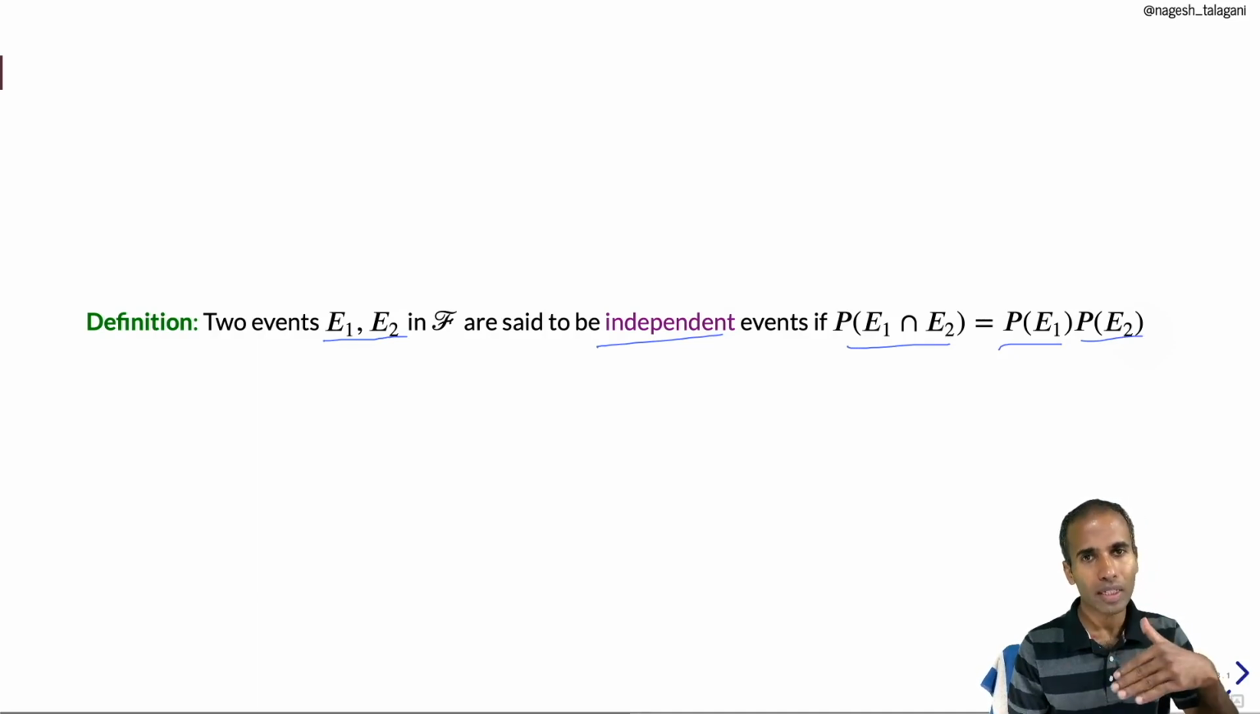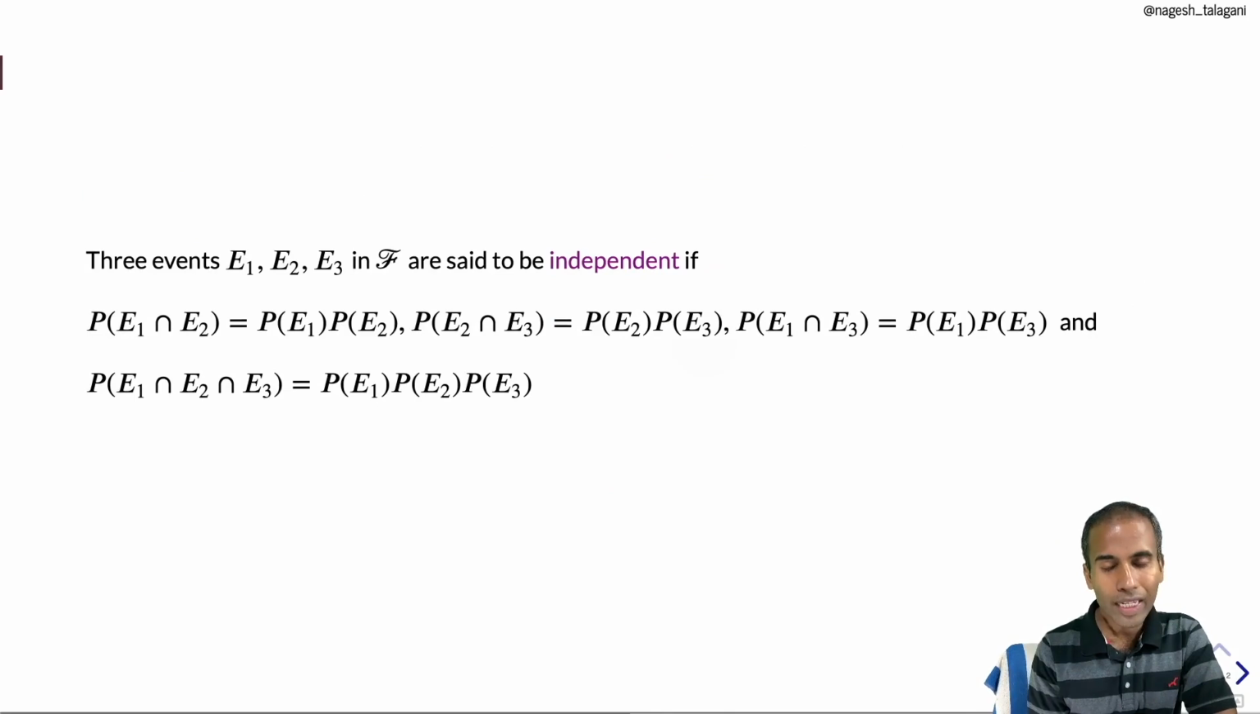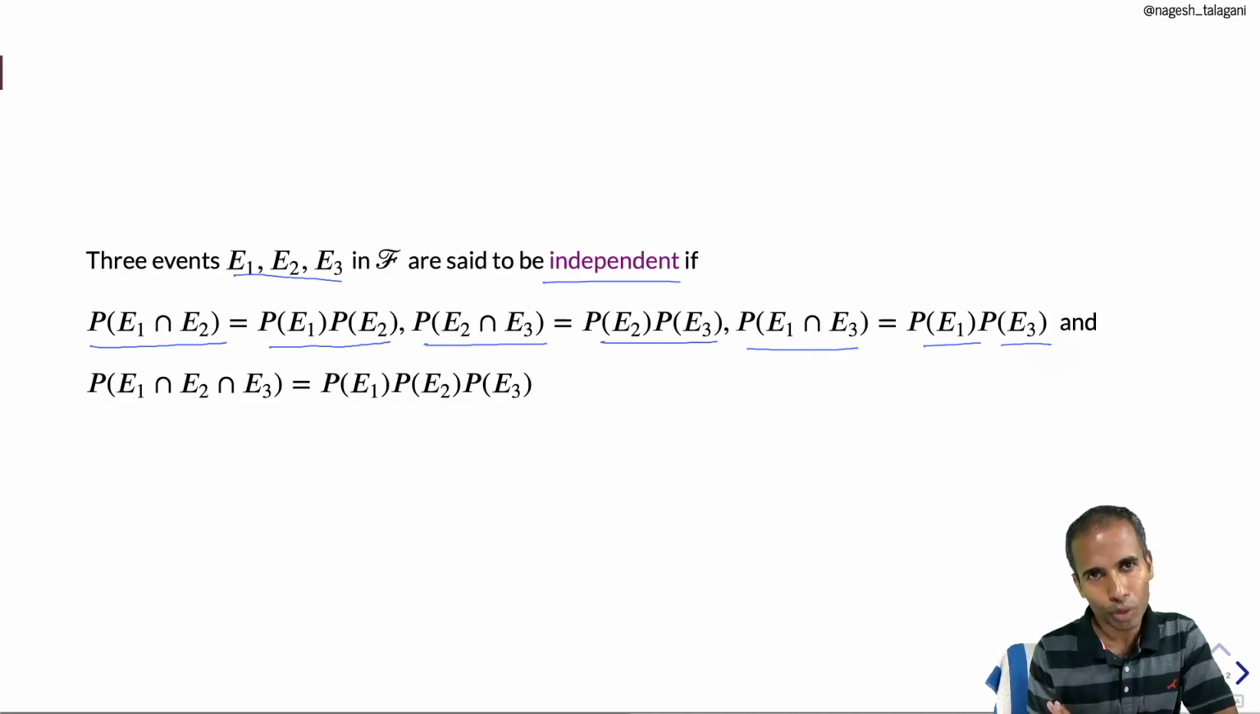Similarly, we can talk about independence of three events. Three events E1, E2, E3 in the event space are said to be independent if probability of E1 intersection E2 equals probability of E1 times probability of E2. Probability of E2 intersection E3 equals probability of E2 times probability of E3. Probability of E1 intersection E3 equals probability of E1 times probability of E3. That means any pair should be independent. E1, E2 should be independent according to the previous definition. E2, E3 should be independent. E1, E3 should also be independent.